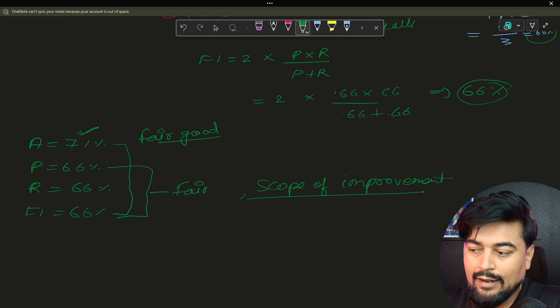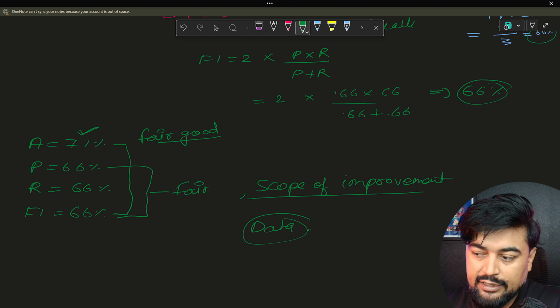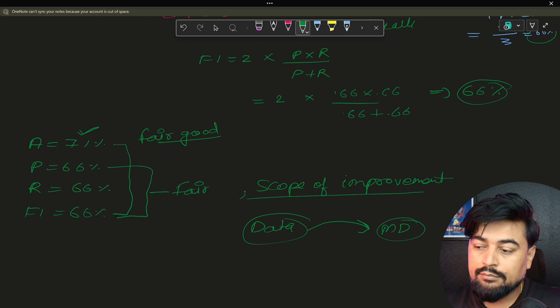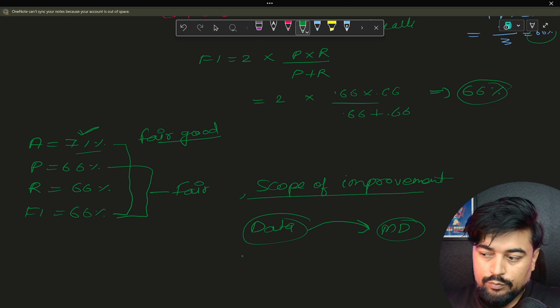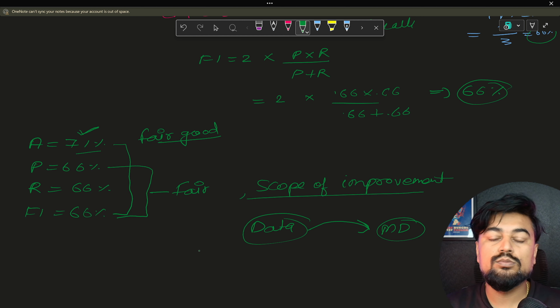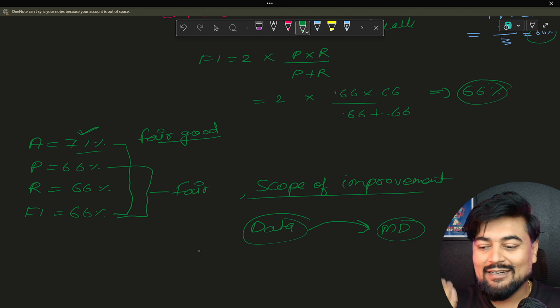Now as a model validator, you will go back to the initial data which was used by the model development team, and you will check on that data. Then you will suggest to them that the accuracy of the model is this much, and the precision, recall and F1 score say that the model is very fair, so there is scope for improvement. So I would suggest that you should use more training data to make your model perfect. That's how the model validation or model monitoring team works.